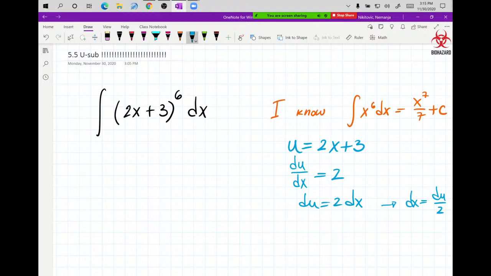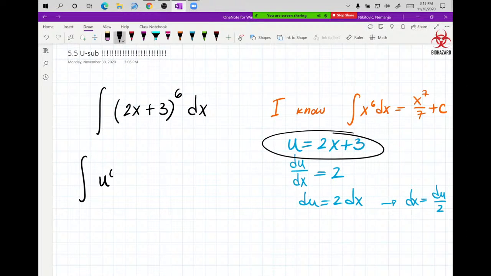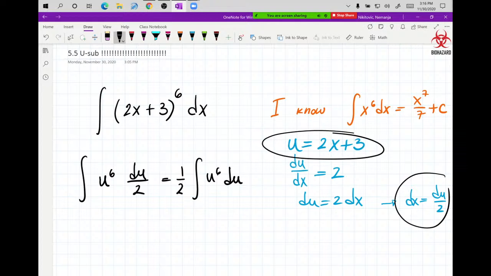So all of this here is a transformation which we call u substitution, because I am replacing 2x plus 3 by u. There is still a 6th power, and the dx is replaced by du over 2. Now you can kick that 1/2 in front of the integral. We know that about our constants. And look, your integral now is fully transformed into something that you can easily solve because you know what the integral is.